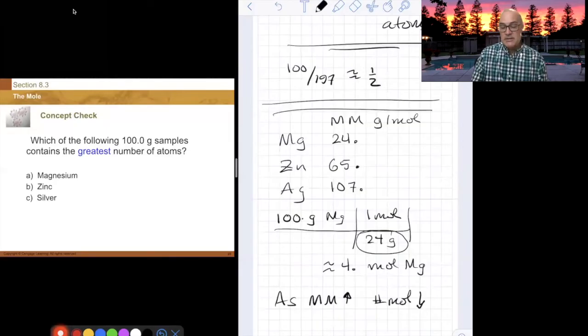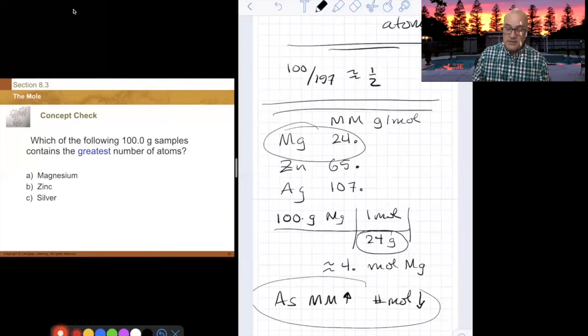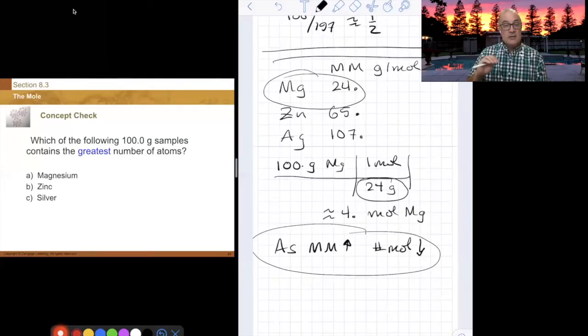So in other words, we should see from these numbers that 100 grams of silver is pretty close to a mole. 100 grams of zinc is a little bit less than 2 moles, but 100 grams of magnesium is a little bit more than 4 moles of magnesium. So if we do the numbers, we can see that magnesium is the answer. But in general, it's probably more important to realize that as molar mass goes up, the number of moles goes down. In other words, we need more mass of stuff to attain the same number of moles of stuff.